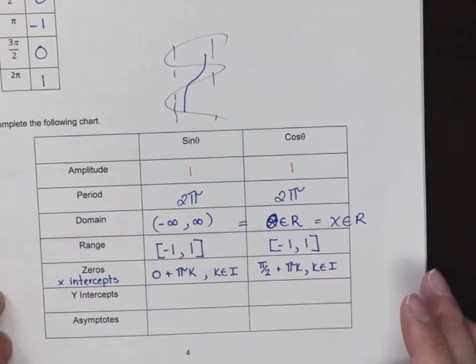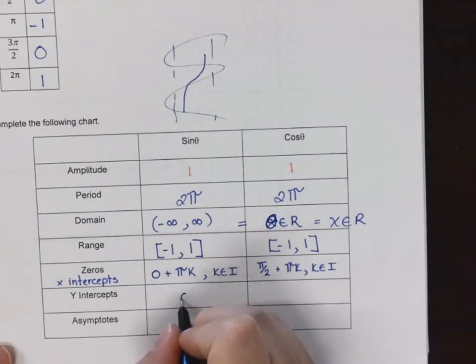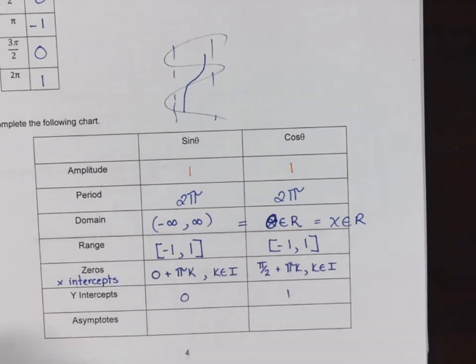Okay, y-intercepts. FYI, you only have one for each graph. 0 for sine, and 1 for the cosine.